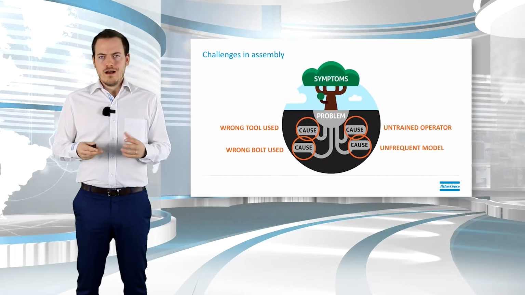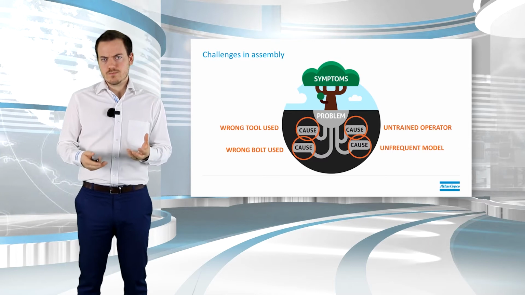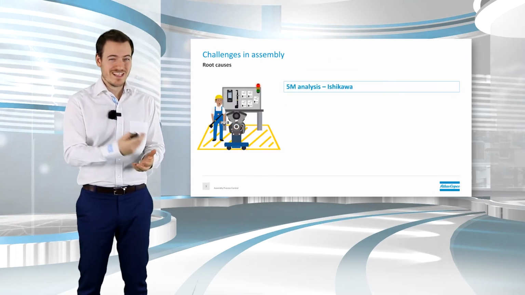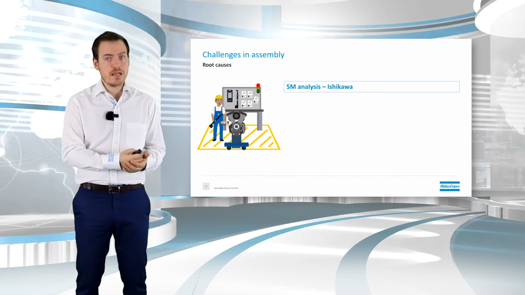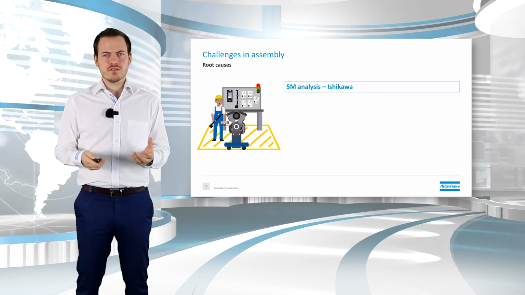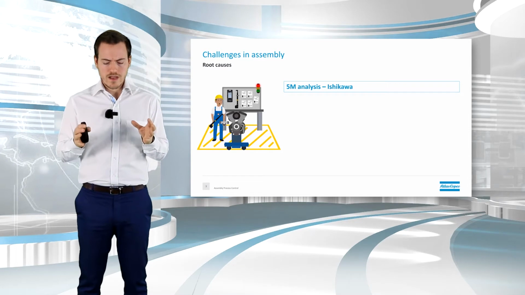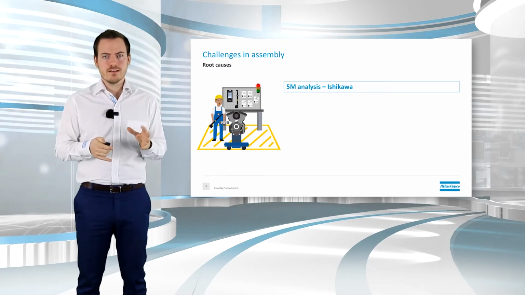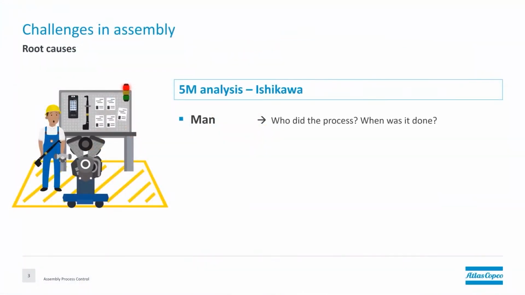Now, how do our customers analyze these problems? You might have heard about 5M, or Ishikawa analysis, or fishbone analysis. These are different names for the same thing. They took five areas where they can find a problem. Let's go quickly through that, and we will use this same analysis to show how Atlas Copco process control can help our customers.